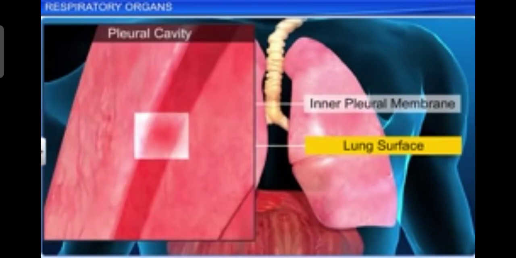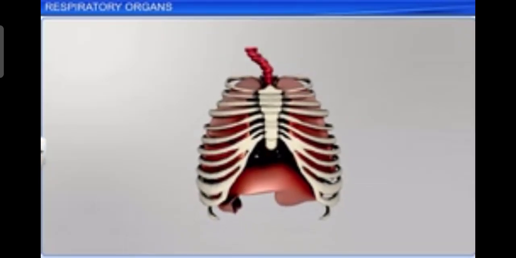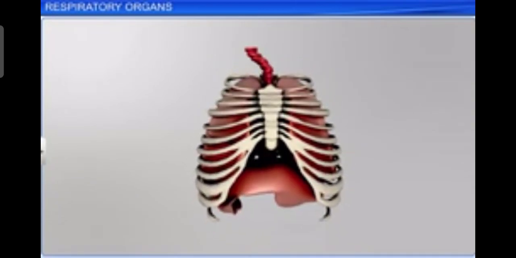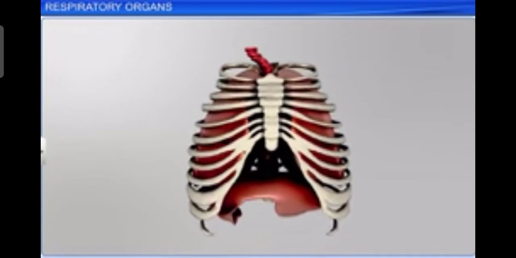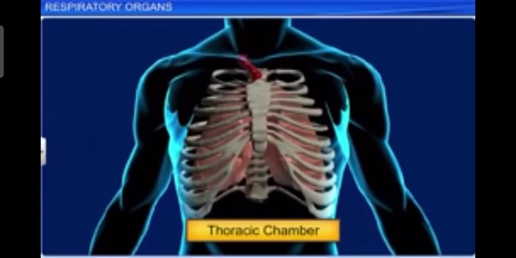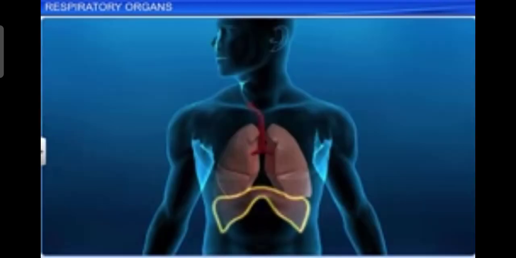The part starting with the external nostrils up to the terminal bronchioles constitutes the conducting part, whereas the alveoli and their ducts form the respiratory or exchange part of the respiratory system. The conducting part transports air. This is the thoracic chamber.